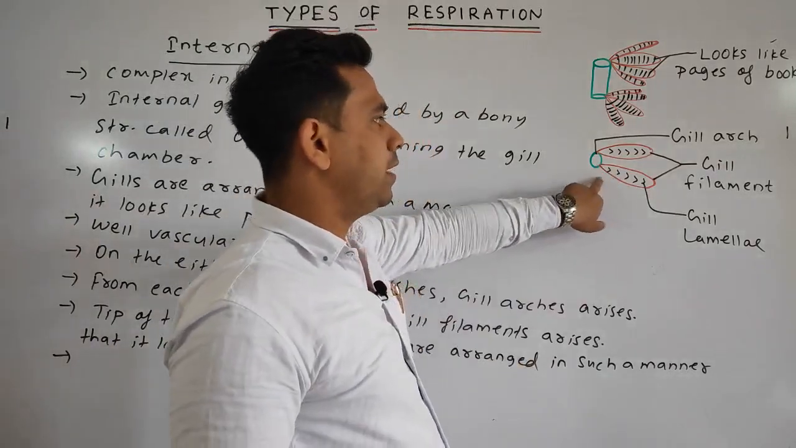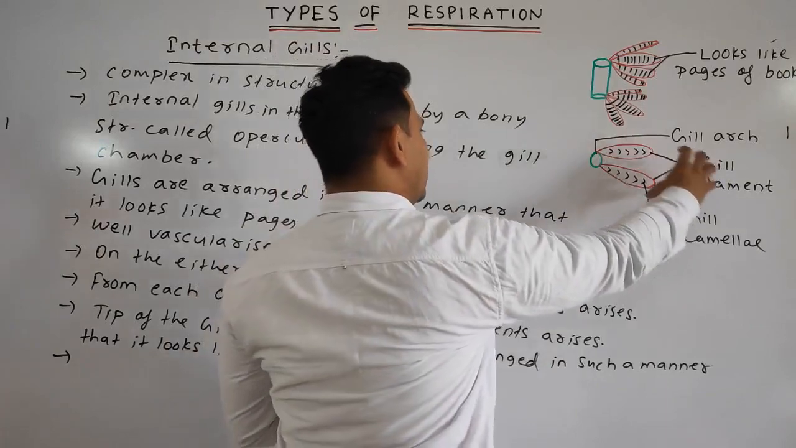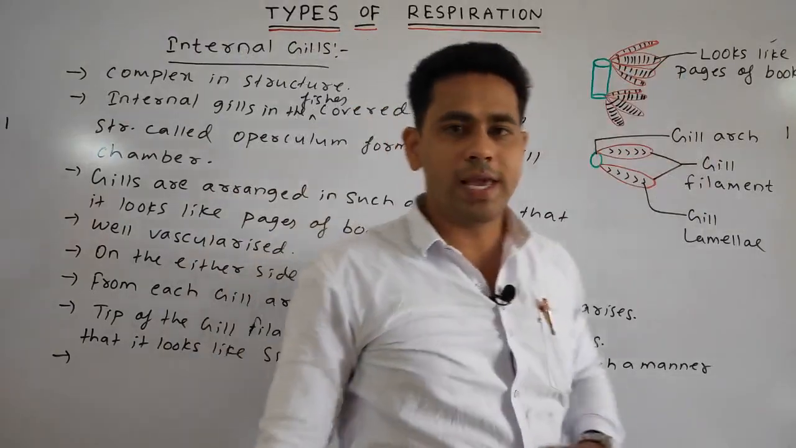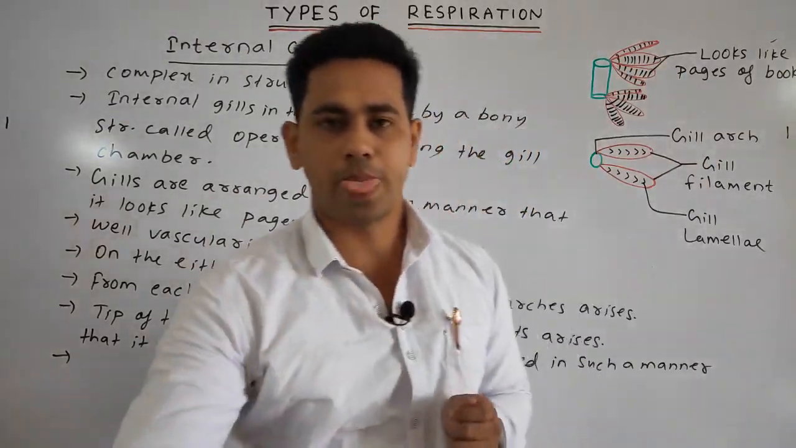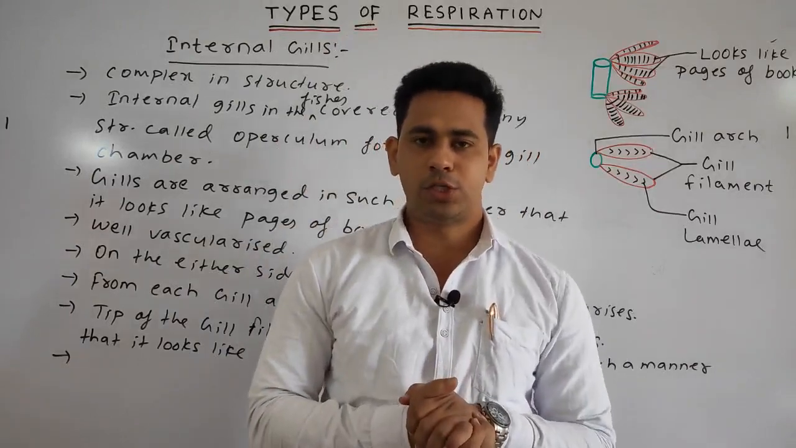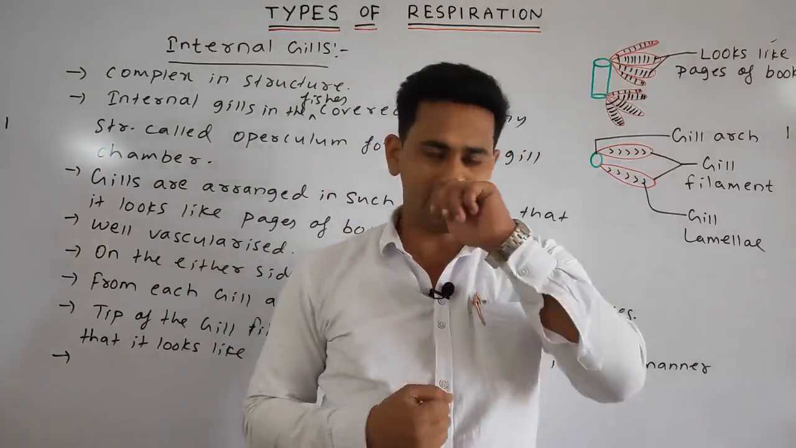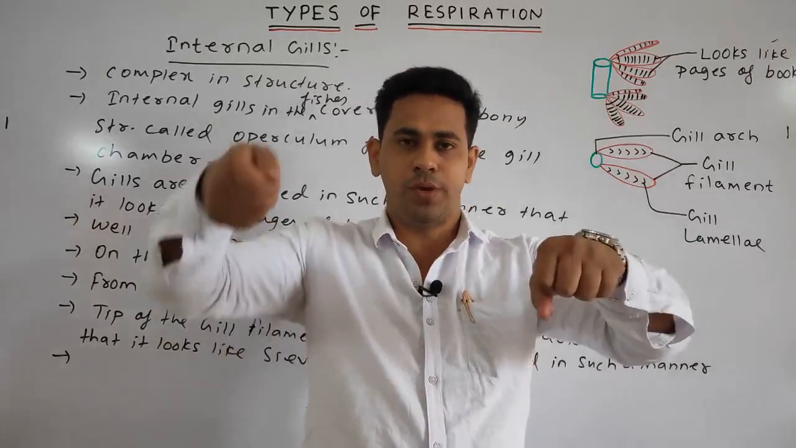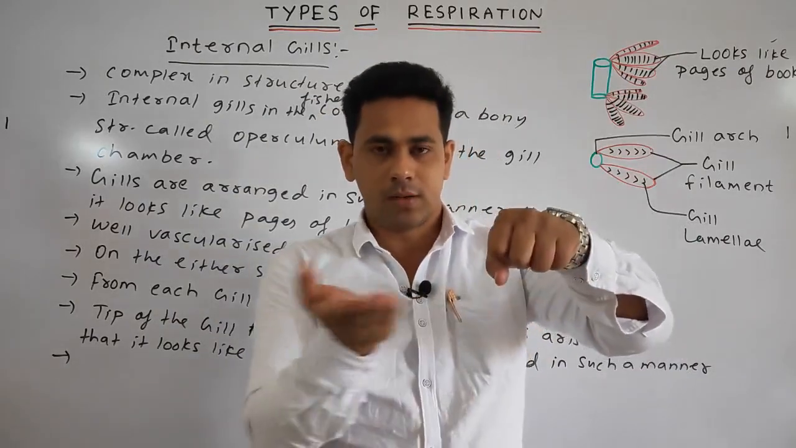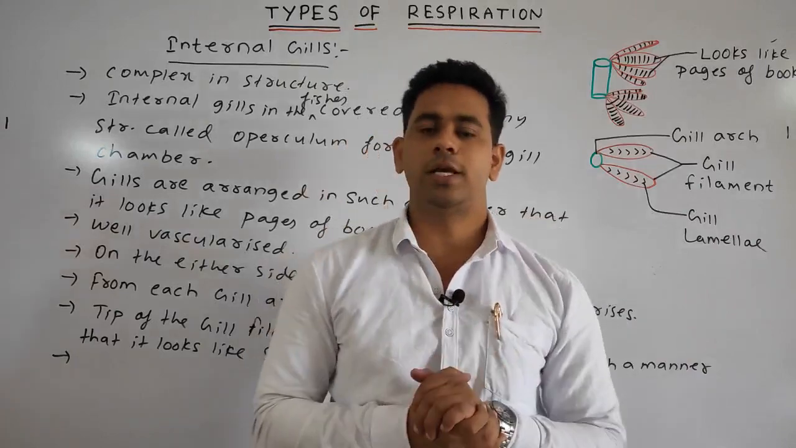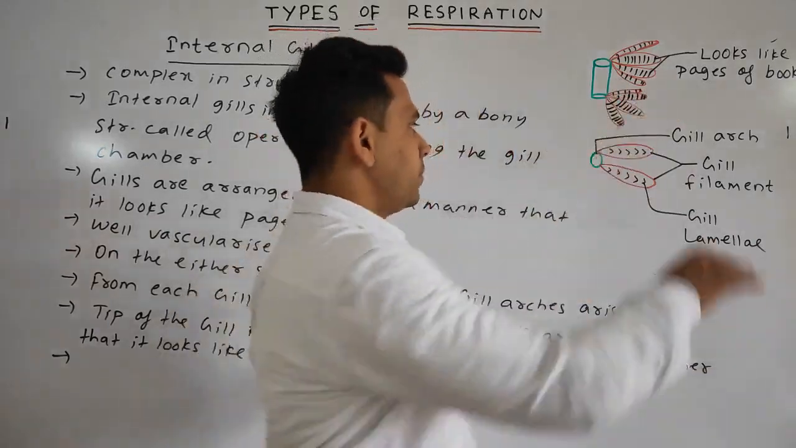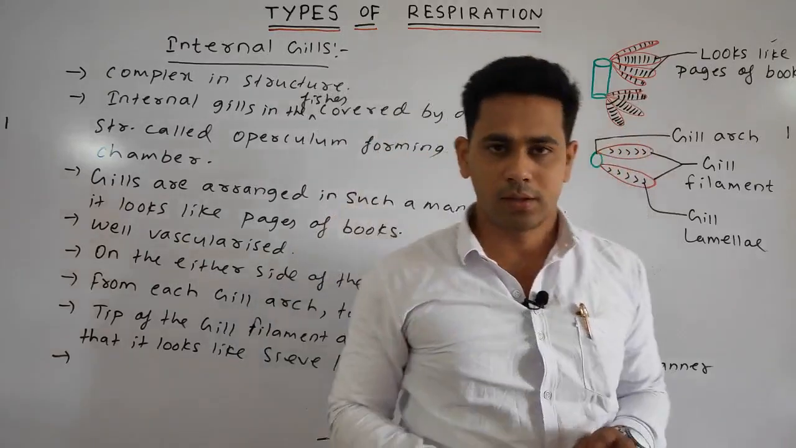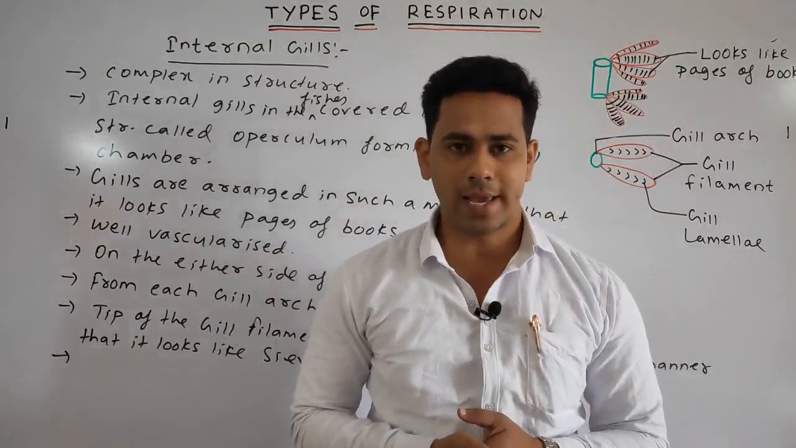the tip of the gill filament arc means this portion. These are arranged in such a way that it looks like a sieve-like structure. Sieve means what? We have seen some utensils by which we generally fry in the oil, or the thing by which we strain the tea, that net-like structure. That similar structure is what we call a sieve-like structure. The tips of the gill filament arcs are arranged in such a way that it forms the sieve-like structure.